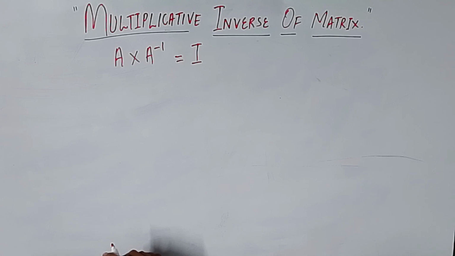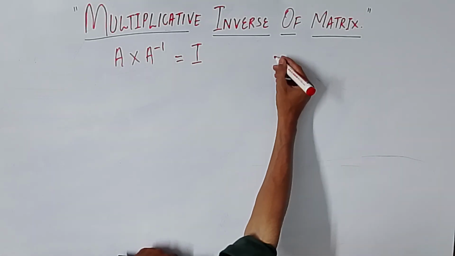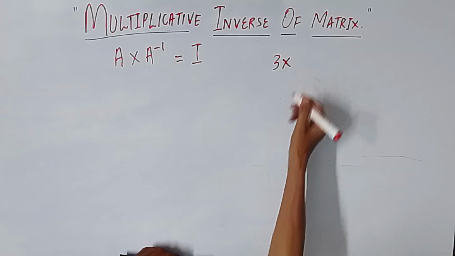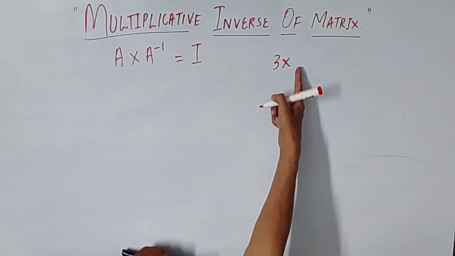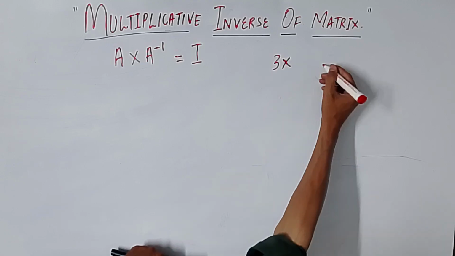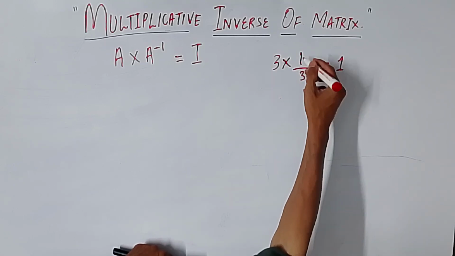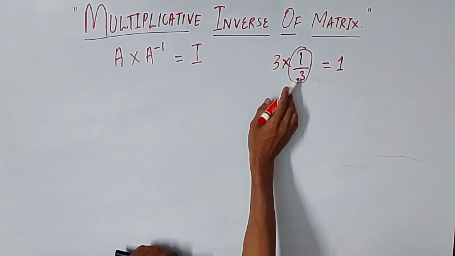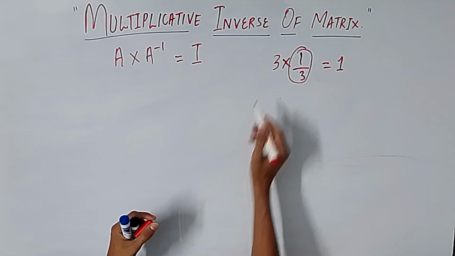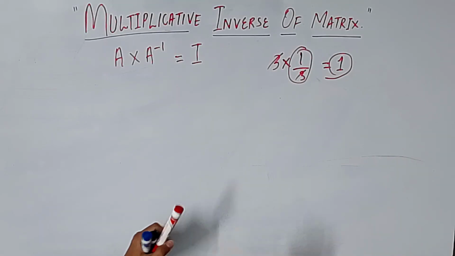It means, for example, when we talk about numbers, the multiplicative inverse means that you need to multiply your number with a particular number so that after multiplication it will give you the answer 1. So that will be 1 upon 3. That's why we call it inverse. 1 upon 3 is the inverse of 3, because when we solve it we get the answer 1. So this is what we call multiplicative inverse.